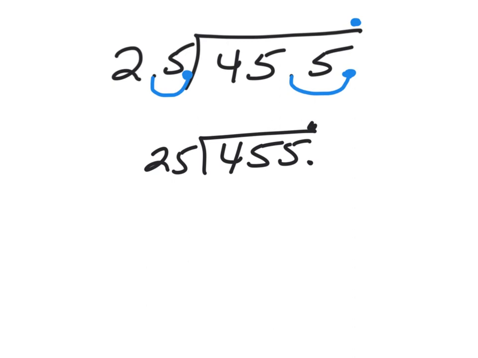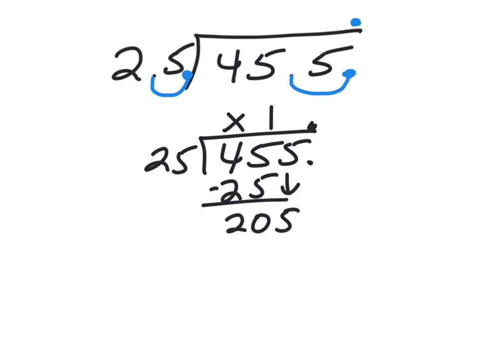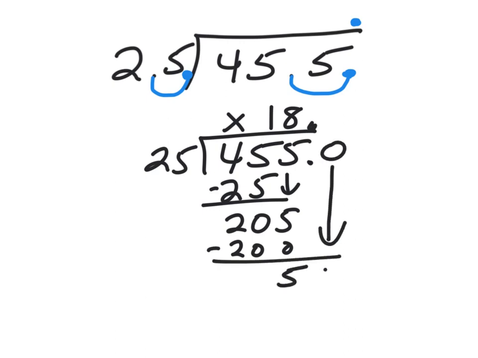25 goes into 45 how many times? Doesn't go into 4. Goes into 45 one time. 1 times 25 is 25. Subtract. And I get 20. Bring down the 5. 25 goes into 205 how many times? Well, 25 goes in 8 times. 8 times 25 is 200. Subtract and get 5. Add a 0. Bring it down. 25 goes into 50. 2 times 25 is 50. Subtract. I am done. 18 and 2/10 is my answer.